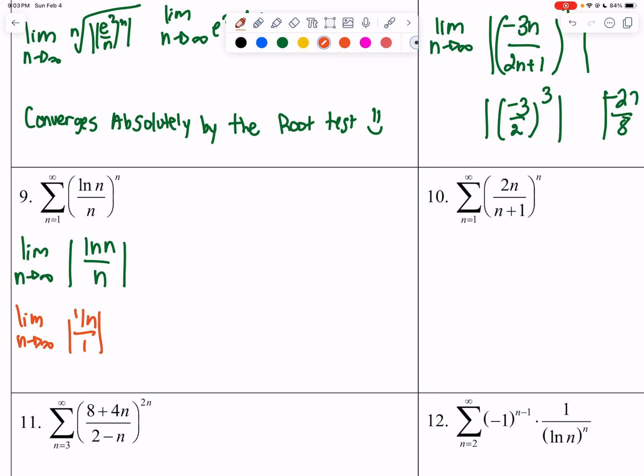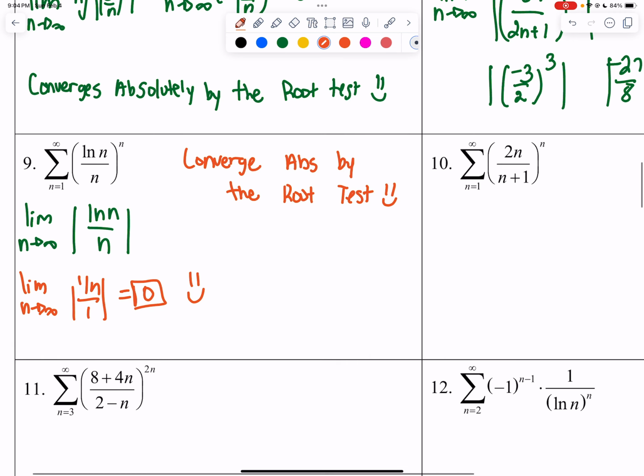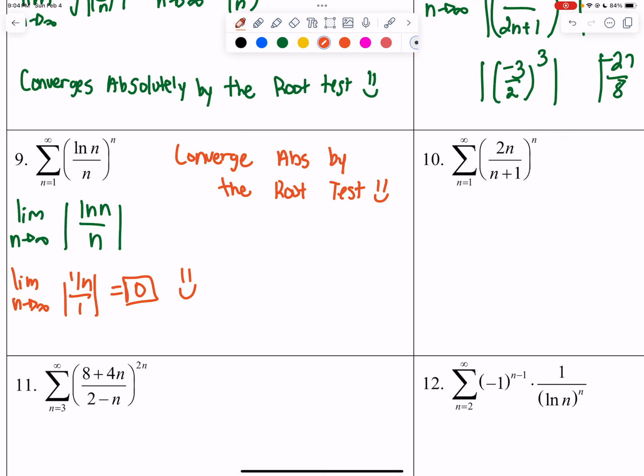And the limit as n approaches infinity of 1 over n is just going to be 0. Which means that since it's less than 1, we know that the series will converge absolutely by the root test. Finally, for number 10, and then we'll do some mixed practice.